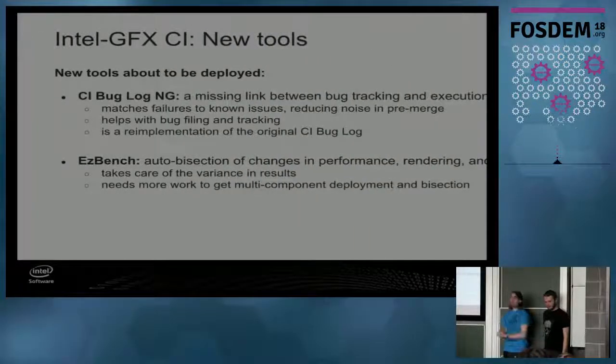CI Bug Log NG is what I was showing you, and we're looking into open sourcing the tool, so everyone could be using it. And then there's EasyBench. I've talked about this project before. It's an auto bisector for changes in performance, rendering, and unit tests. This way, you could improve the bug reports automatically by having auto bisect on it. It would tell you, hey, this was introduced by this commit.